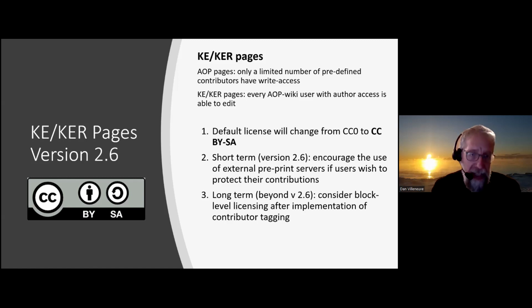In the short term, if developers want to protect their content, protect their intellectual property, we'll encourage them to use external preprint servers to protect that content and then just cite that in the AOP-Wiki. But longer term, we're trying to establish contributor tagging and text block level licensing so that users could protect and reserve all the rights to the content they're adding, even to those shared pages.